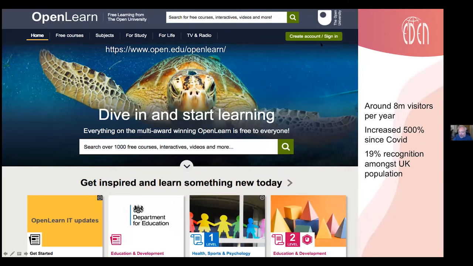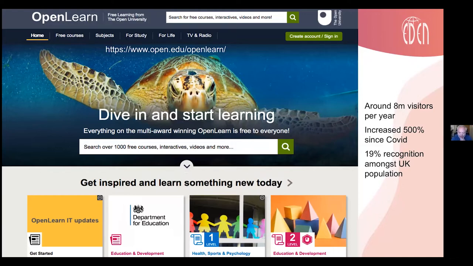And there's some stats there. So they get around 8 million visitors a year. Of people coming there, it contains courses, individual learning chunks, if you like, badged open courses, you can get a badge for studying some of them, videos, those kind of things. And they've seen a real uptake since the outbreak of the pandemic, so around 500% increase in traffic since then. And it's got a really high recognition rate amongst the UK population, about 19% of people know the brand of OpenLearn. So it's become a really solid repository, and since in the UK anyway, the national repository that was run by JISC was closed down.